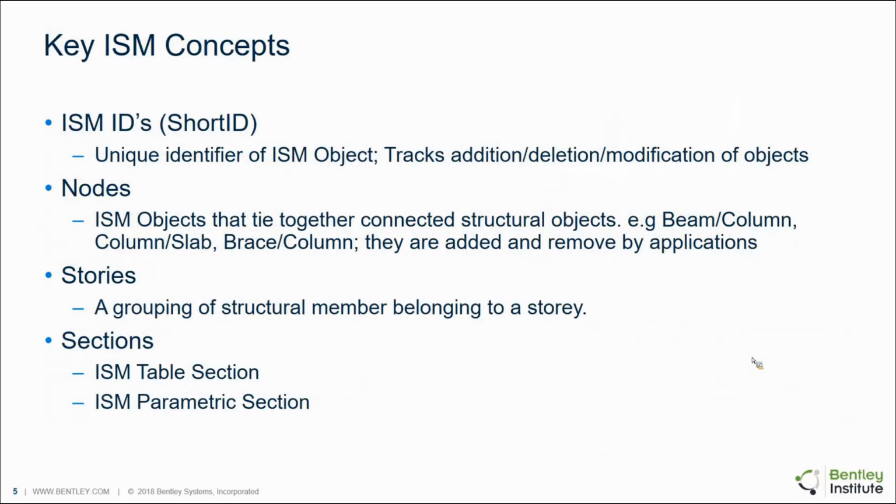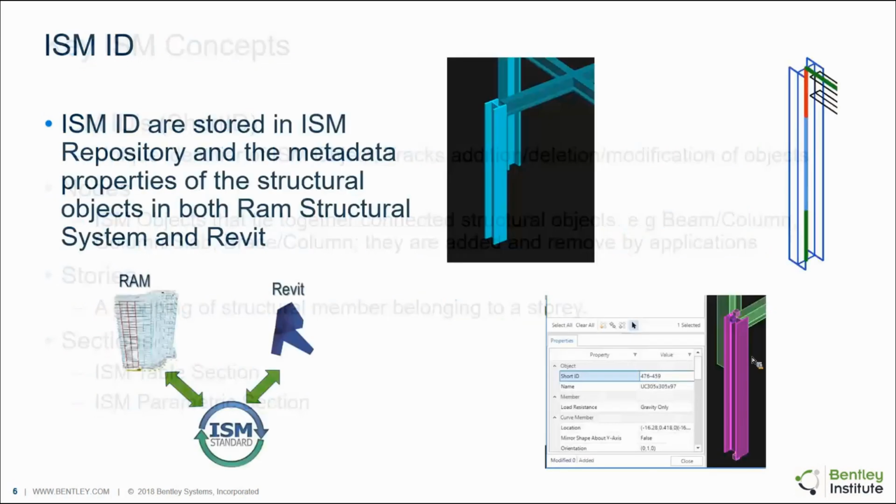Next, let's look at some key ISM concepts, and there are four here that are quite important. Each ISM object is not just a physical object, not just your beam, column, brace, walls, and slabs. Each object, for example, a column having an associated section and associated material, they themselves are objects. Each of them has a unique internal identifier, a unique ID, presented as just six digits. And that is how ISM tracks addition, deletion, and modification of objects.